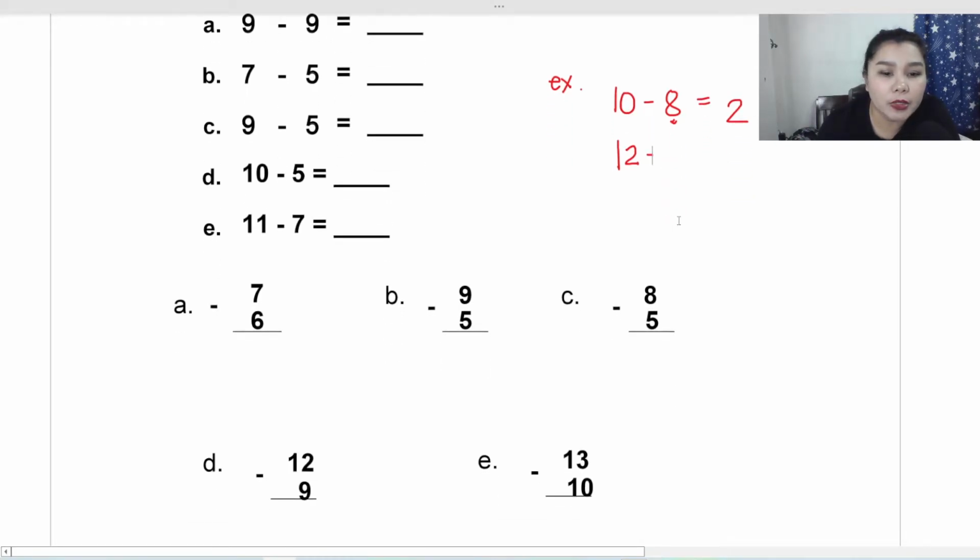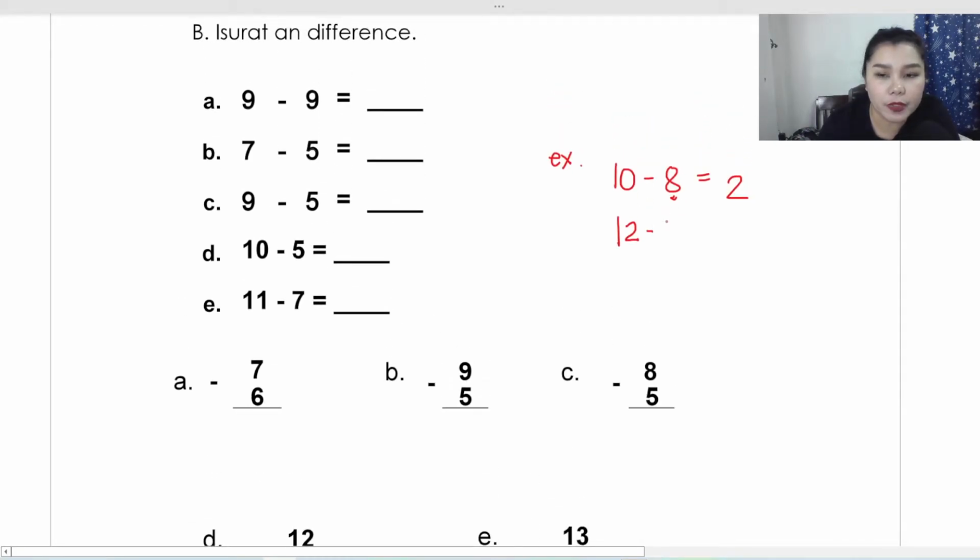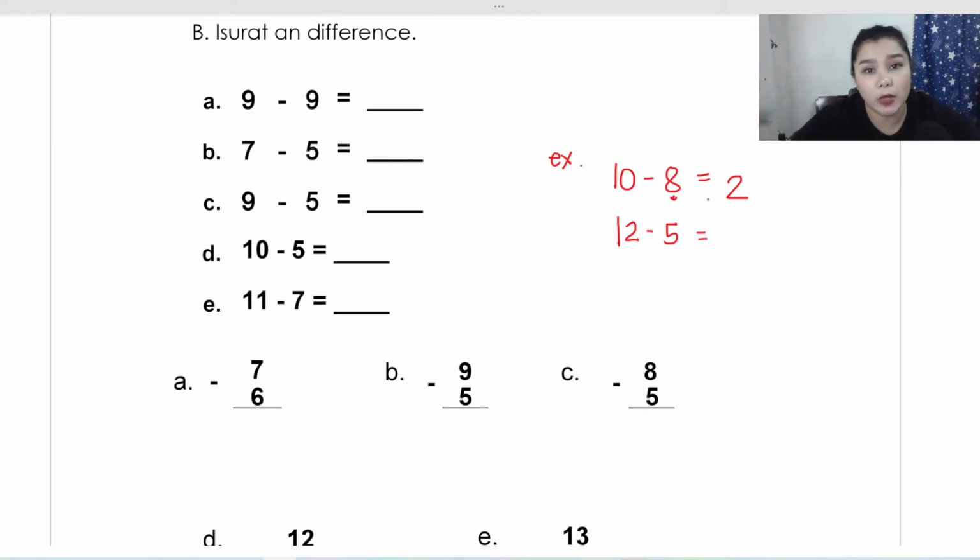12 minus 5. So, medyo malayo-layo na, from 5 to 12. So, what you do is, hindi na kailangan magbilang ng using your fingers ng 12 kasi lampas yan talaga sa fingers mo because you only have 10. So, what you can do is, kunin na yung subtrahend, which is 5. So, ilagay na sa isip ang 5.